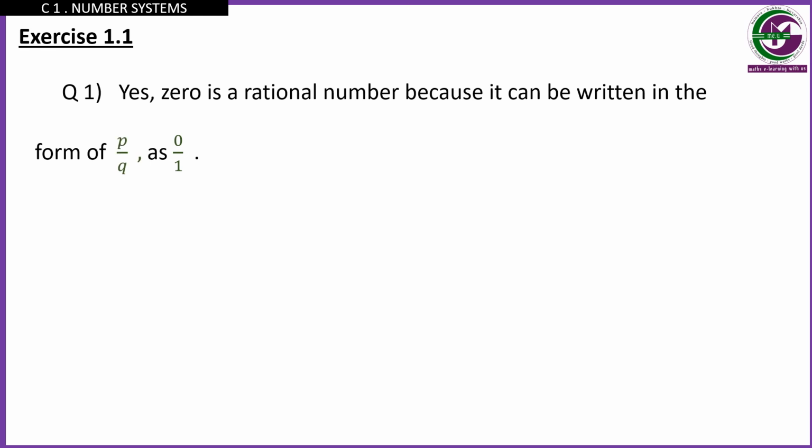If you are confused, recall the definition of a rational number, which means a numerator and a denominator, but you can't have 0 as a denominator. So here is the answer. Yes, 0 is a rational number because we can write 0 as 0 by 1. The numerator is 0 and the denominator is 1, which is not equal to 0.